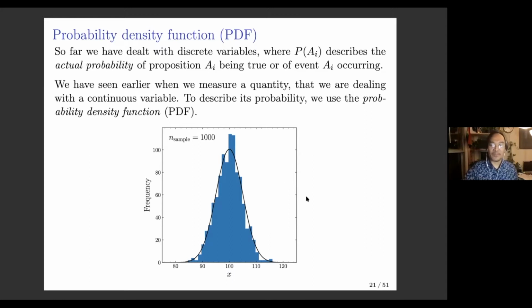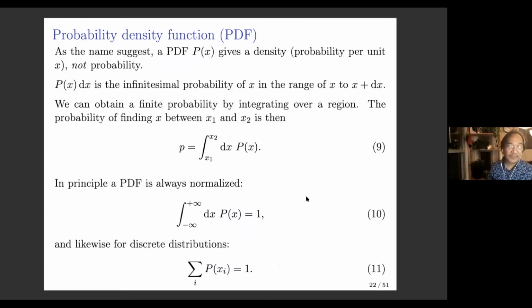So now we're going to talk about the PDF. As the name says, it gives a density, it's not a probability. It gives you an infinitesimal probability for a value between x and a very small increment. If you want to get a probability, you have to integrate it over a range, let's say here between x1 and x2. If you integrate the function between these values, then you get a probability. We'll talk about the meaning of this later. And a PDF has to be normalized. If you integrate it over all relevant values, it has to be 1.